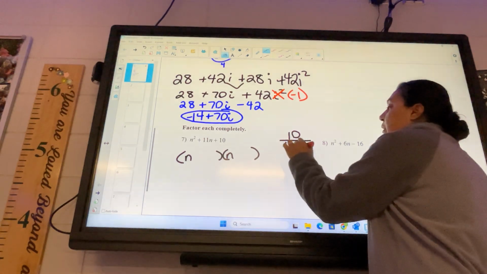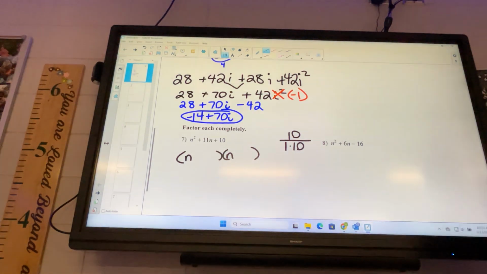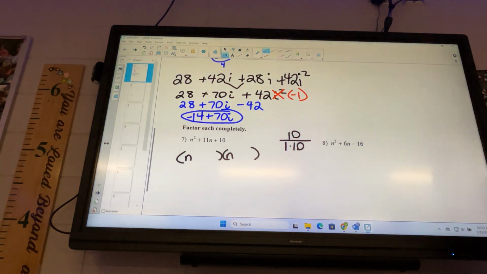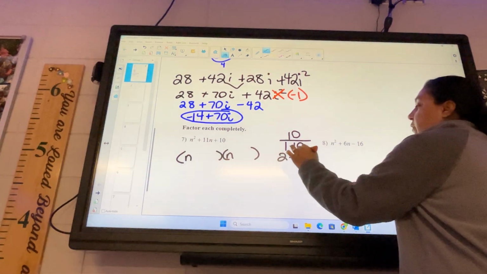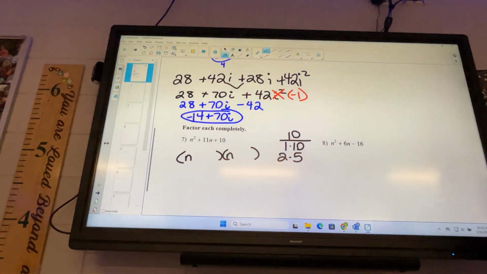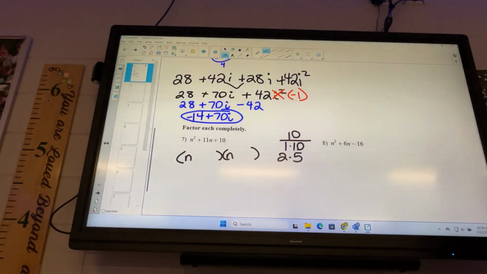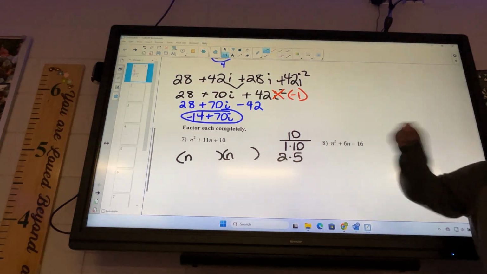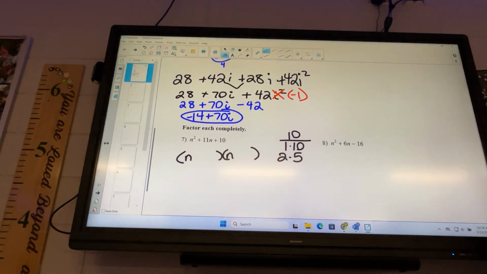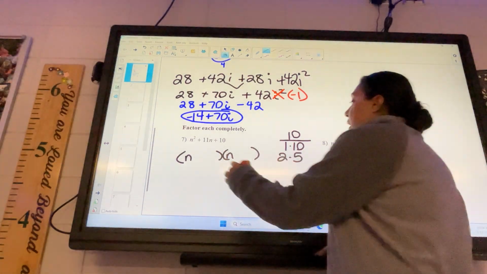So 1 and 10 is going to be the first one. Does 2 go in? Yeah, 2 goes in. 2 and what? 2, 5. Does 3 go in? Nope. 4? No. And 5's already up there. Okay, so those are the only options. We need something of these 2 groups, so you can either choose this group or this group, to give me an 11. 1 and 10, 110, okay? So 2, 5 would not work.